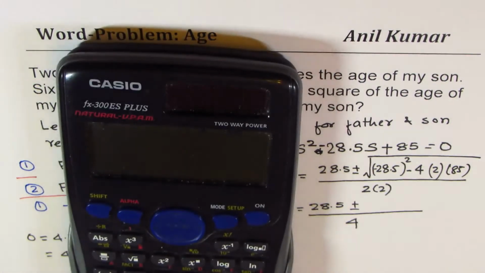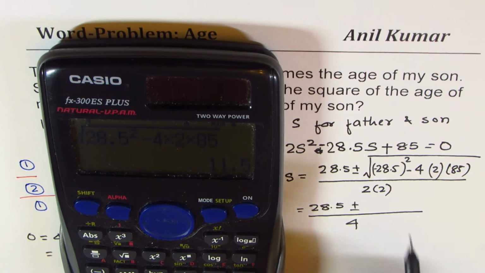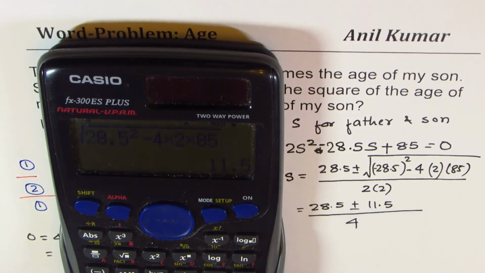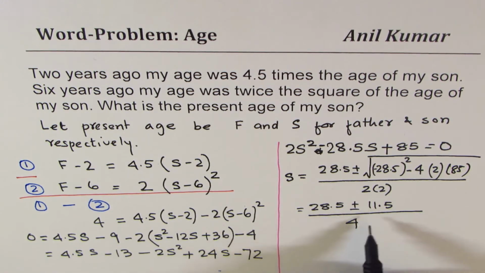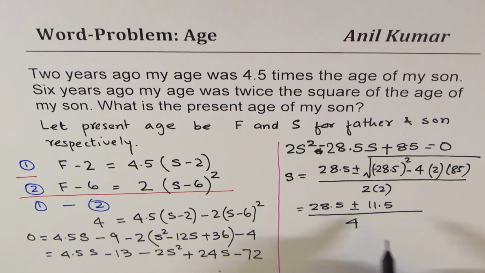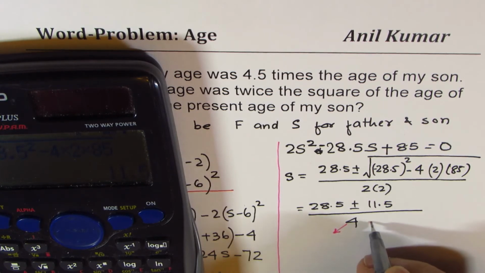Okay. So let's calculate what is the term in the square root. Square root of 28.5 square minus 4 times 2 times 85 equals 23 divided by 2. We'll write this in decimals, which is 11.5. Is it okay? Now we could add and subtract, or subtract and divide by 2. We could do both. So if I add them and divide by 4, we have two possible solutions here.